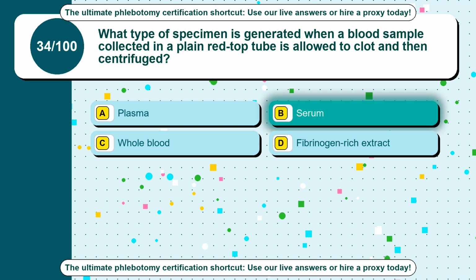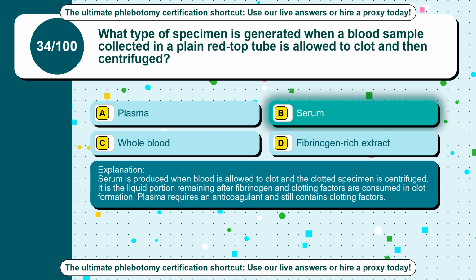The correct answer is option B, serum. Serum is produced when blood is allowed to clot and the clotted specimen is centrifuged. It is the liquid portion remaining after fibrinogen and clotting factors are consumed in clot formation. Plasma requires an anticoagulant and still contains clotting factors.